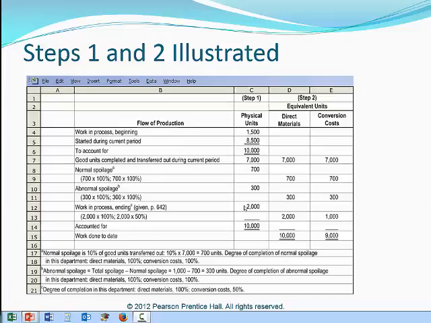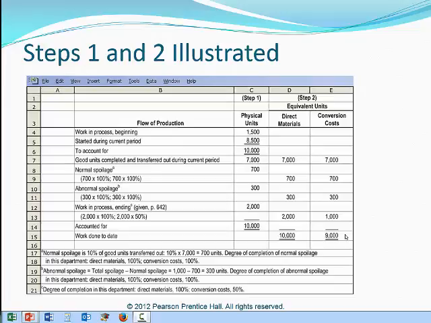Again, continuing on with step 2, we still go ahead and tally up our columns. So, 7,000 plus 700 plus 300 plus 2,000 equals 10,000. We have accounted for the total 10,000 units. Direct materials, if you add those up, we have a total of 10,000. In conversion cost, we have a total of 9,000.